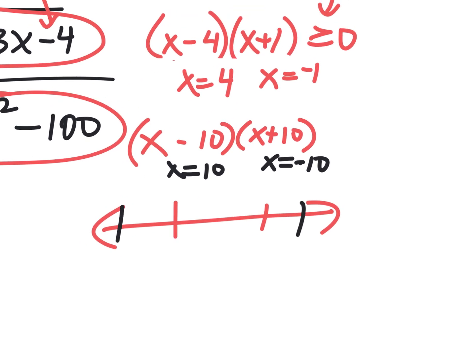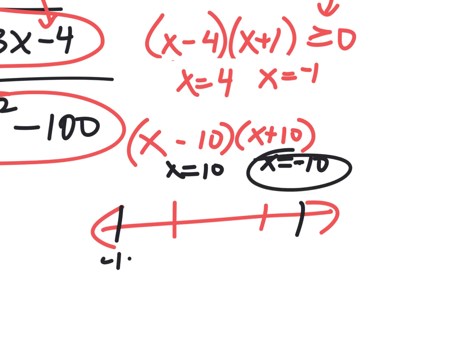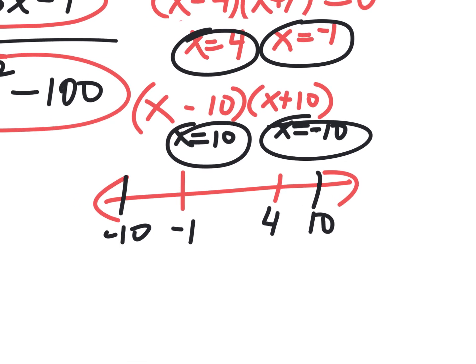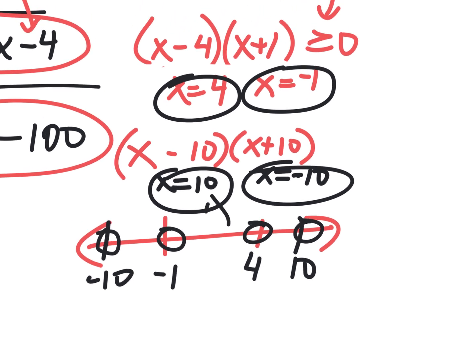The smallest of them all is negative 10. And then I got negative 1. And then I've got 4. And then I got 10. Now you can circle them, and be careful, because it can't be these two, because remember it's not equal to.